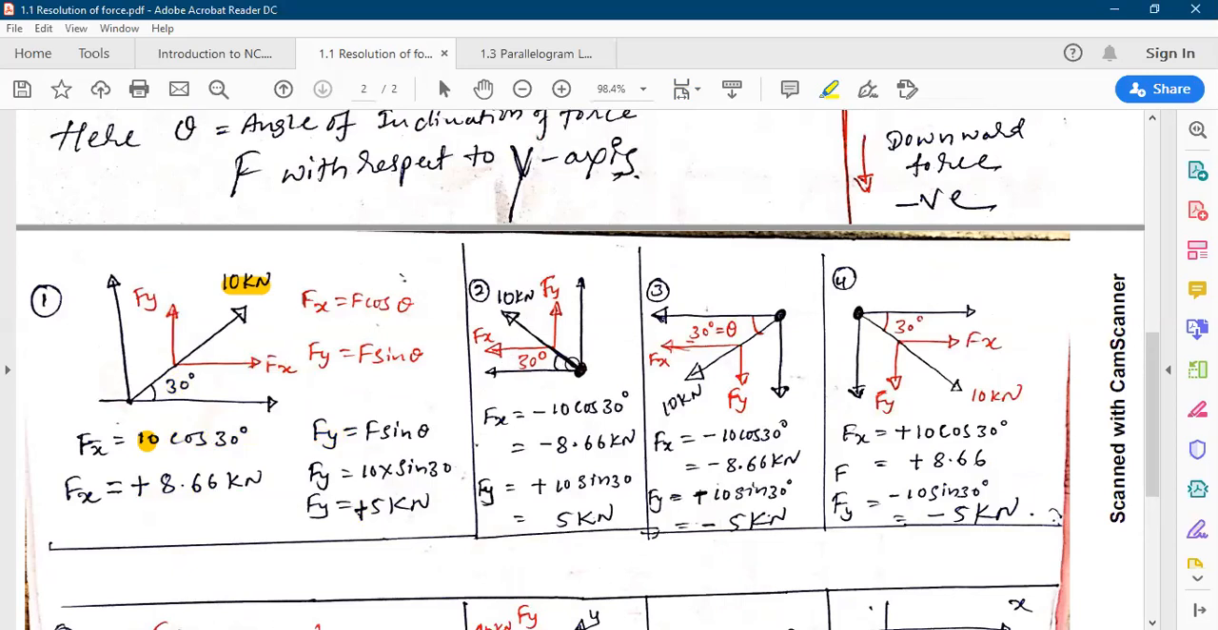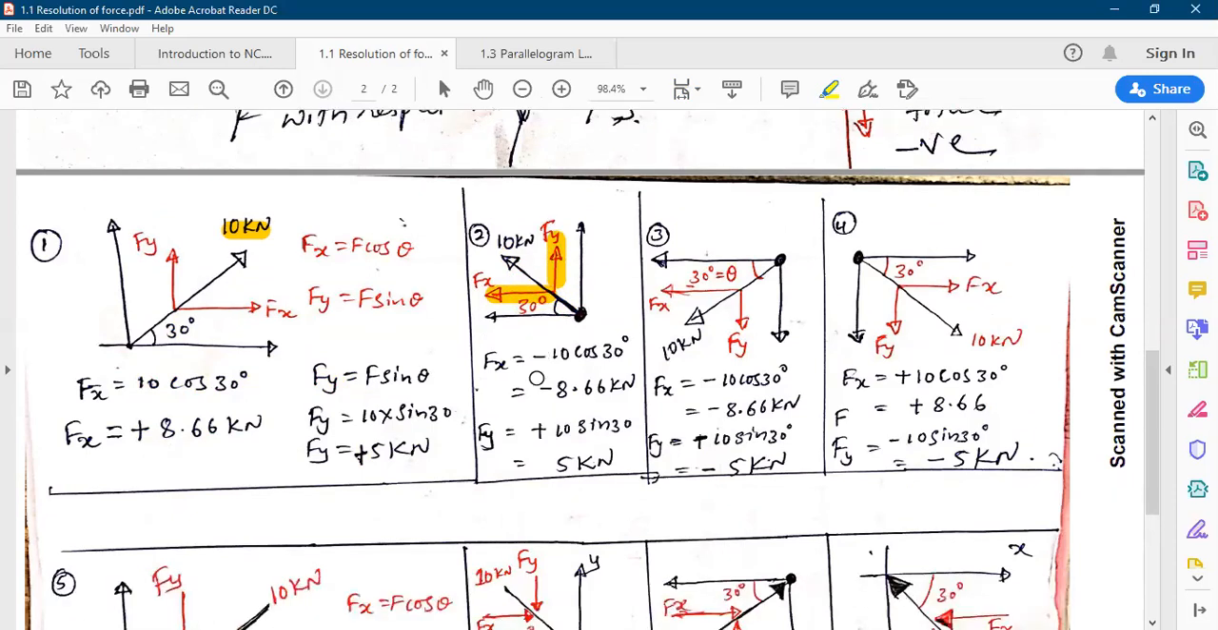Similarly, consider the force acting in this direction. It can be projected onto the x-axis and onto the y-axis, and the components can be seen as the x component acting leftwards and the y component acting upwards. Since the x component is acting leftwards, it will be taken as negative. So 10 cos 30 is 8.66, and the negative sign indicates it is acting leftwards. Similarly, the y component, which is acting upwards, is 10 sin 30, so the answer will be equal to 5 kilonewton.